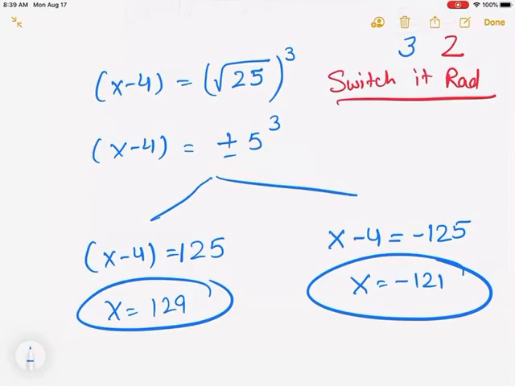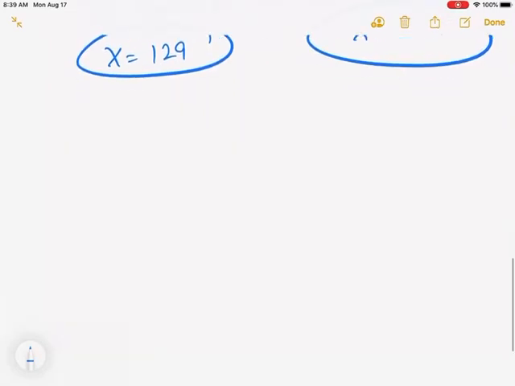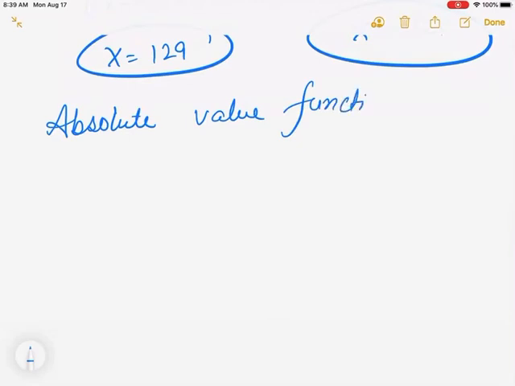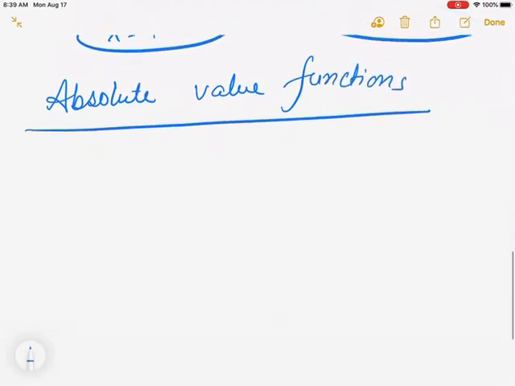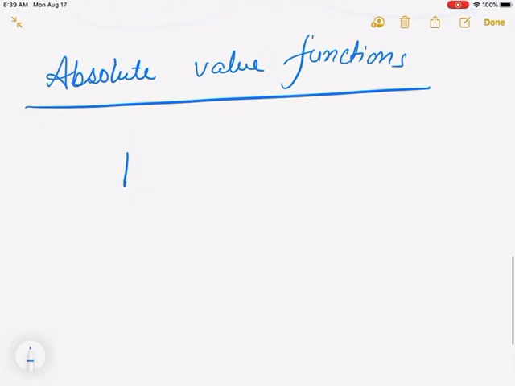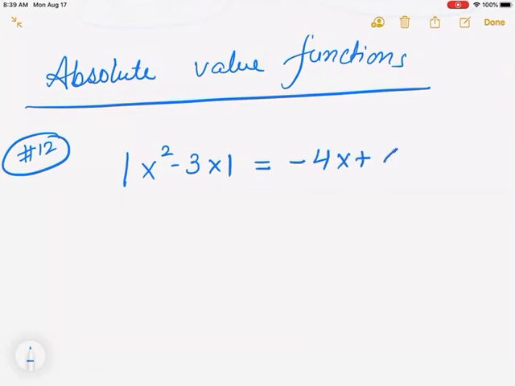Now the next example is on absolute value equations. So how do we solve absolute value equations? Let's say this is example number 12. I have x squared minus 3x in absolute value signs, and it's equal to negative 4x plus 6. I hope you remember that with an absolute value equation, you always have to split it into two different equations. One is always going to be the positive side, and the other is going to be the negative side.